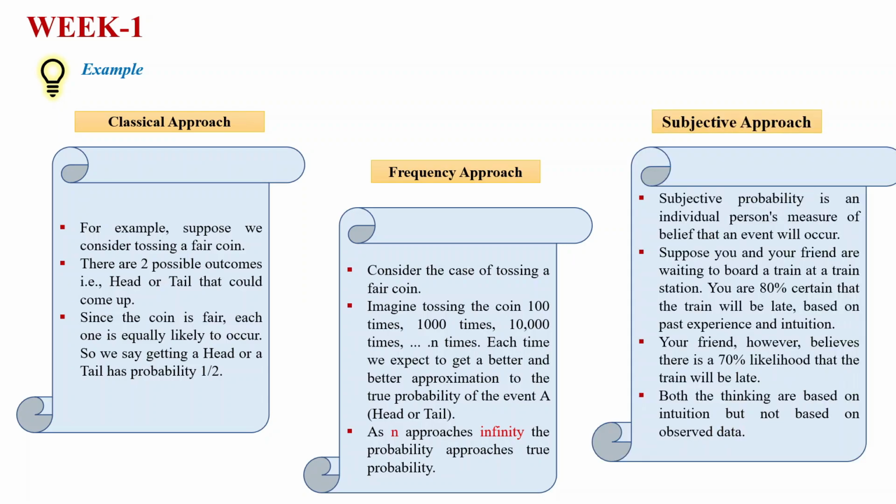In the subjective approach, suppose you and your friend are waiting to board a train at a station, and you are 80% sure that the train will be late based on your past experience and your intuition. But your friend thinks there is a 70% chance that the train will be late. Both are based on intuition, both are different, and they don't consider the observed data.